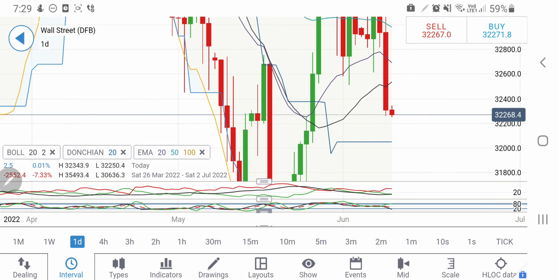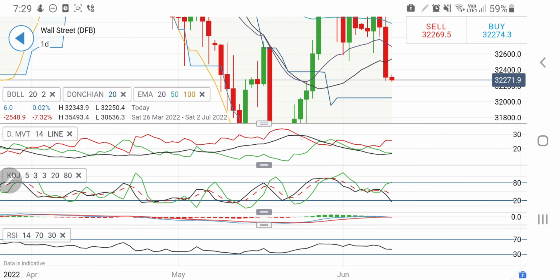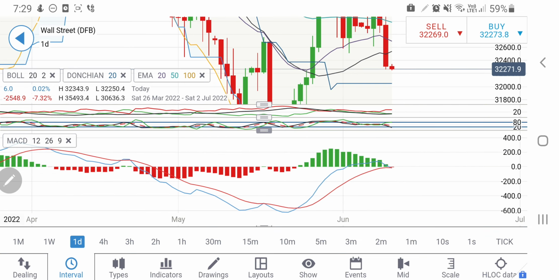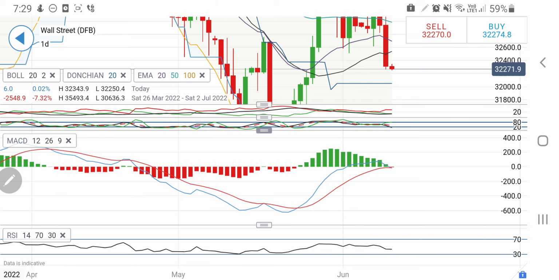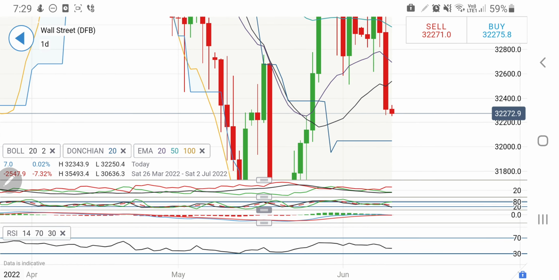So yes, one can go long at 32,350, one can go short at 32,200. In between these 150 points, I will not recommend you to take any position. Directional movement is bearish, stochastic is oversold, the MACD has just crossed over, and we will wait for the red candle to appear there. The RSI is trading flat. Considering this, go short at 32,200. Below that you can remain short.